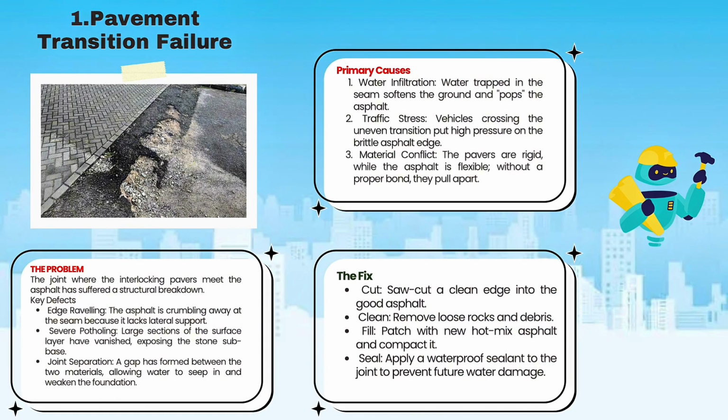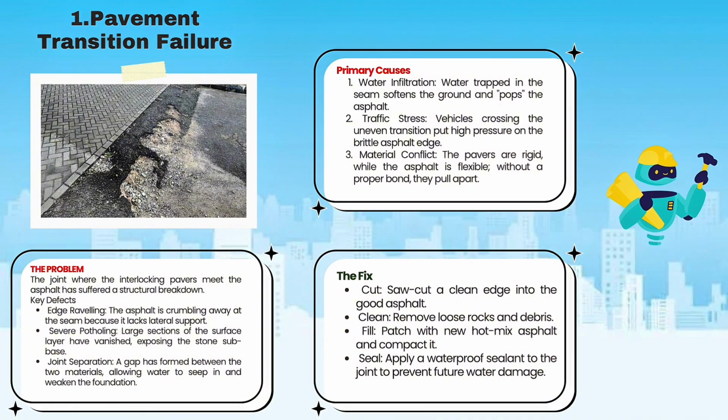First, pavement transition failure. The problem is the joint where the interlocking pavers meet the asphalt has suffered a structural breakdown. The key defects are edge revealing, aggregate raveling, and joint separation.